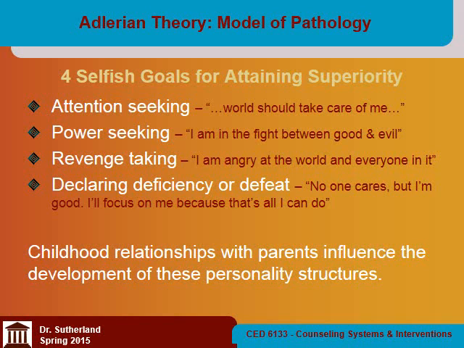And so the theory posits that when children are raised or developed outside of the social interest, then pathology will begin to develop in these four specific ways and are directly related to parental influence. So, for example, the attention-seeking personality who believes at its core that the world should take care of me will have been raised by parents who pamper and dote on those children and do things for them that they can in fact do for themselves.